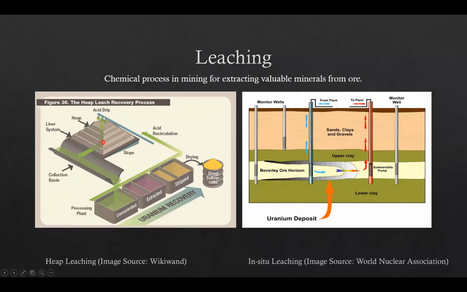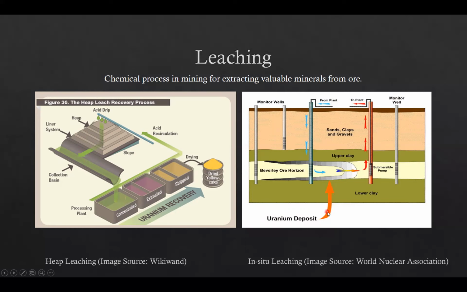In heap leaching, we have a heap of the ore or rock, and then we have some acid rain on this heap that dissolves the required mineral from the heap and extracts it.